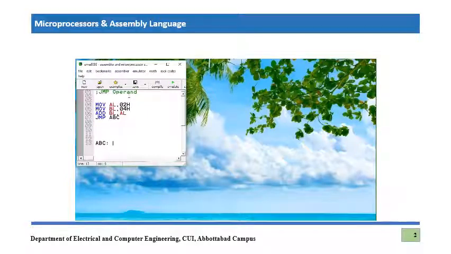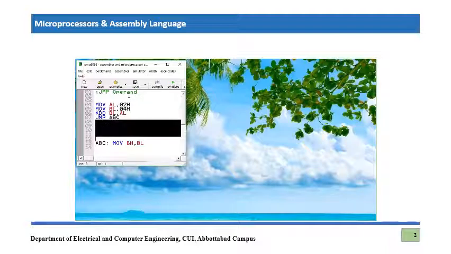So let's say whatever result is stored in BL, we want to move it into BH. So MOV BH comma BL. That will be our instruction which will be executed after the jump statement. And look, this is the space, and here we can write any piece of code which will be skipped because of this jump command. Since it is an unconditional jump, it will never check for any condition.